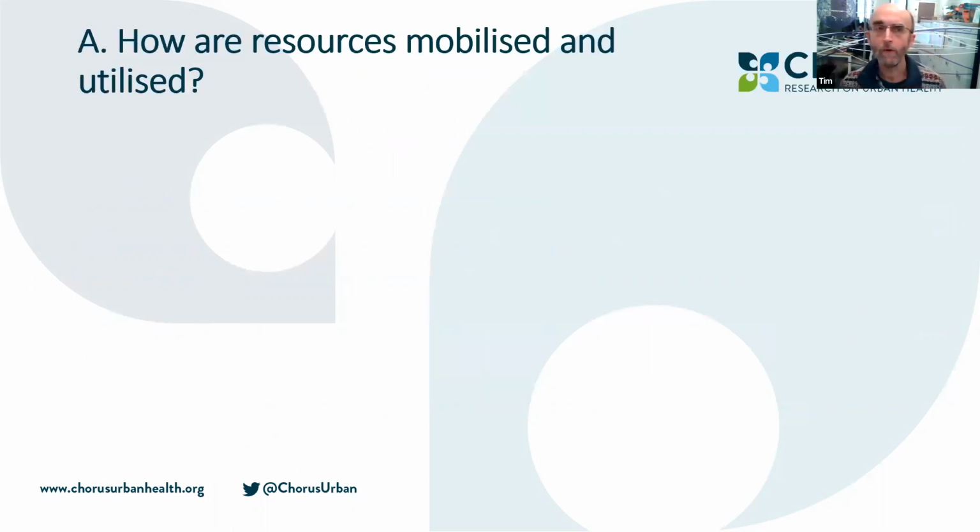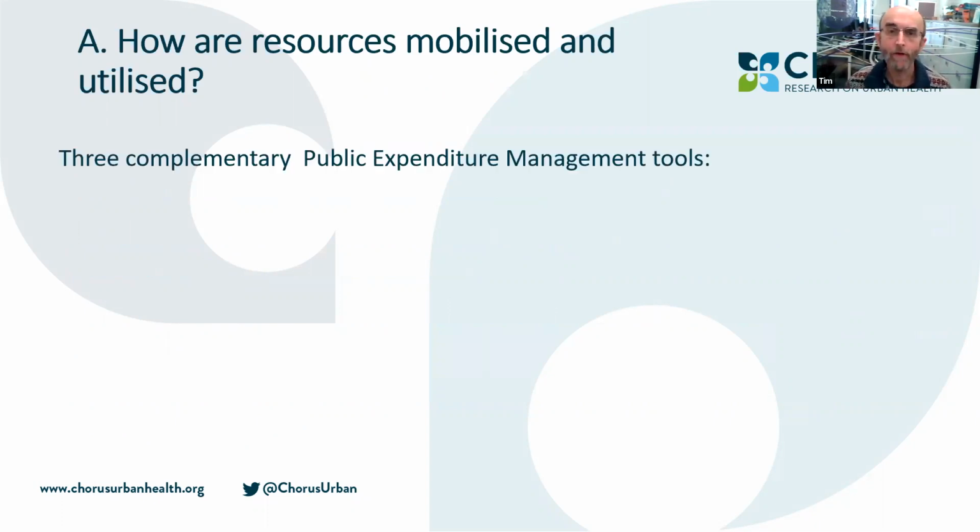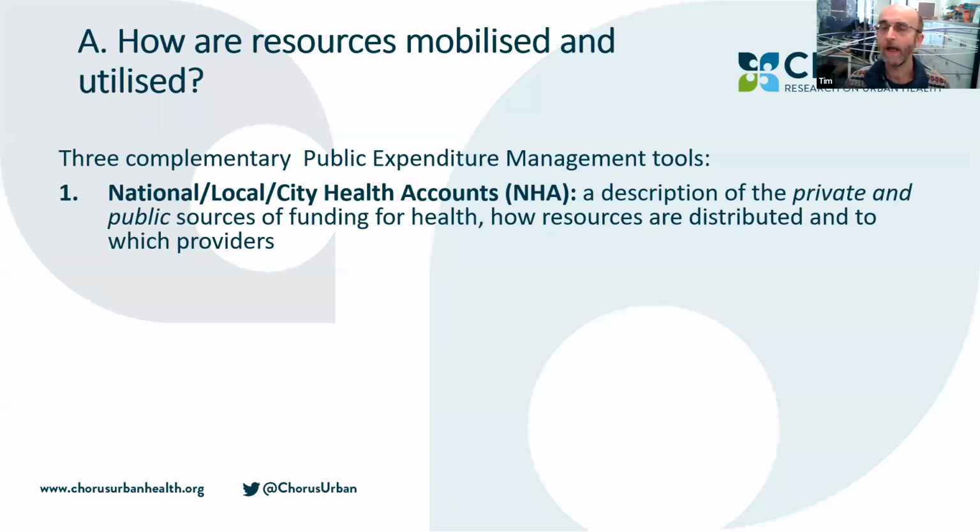So what kinds of tools are available to think through how resources are mobilized and utilized? I think there are 3 complementary tools we might describe as public expenditure management tools that can be useful. The first one is the national health accounts. National health accounts are essentially a description of the public and private sources of funding, and how those resources are distributed and to which providers they benefit.